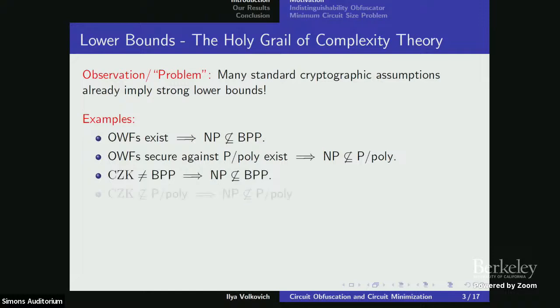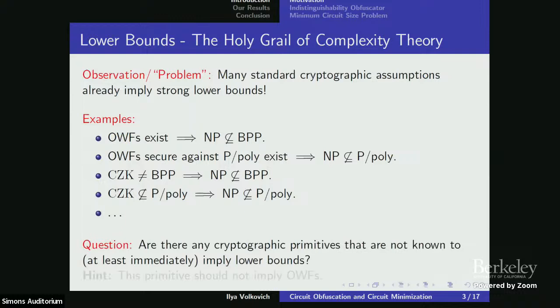You can talk about zero knowledge and all of that. All of those things already give you strong enough lower bounds. So if we want to continue and make sense in this line, we should ask the question: do we have any cryptographic primitives that are not known to imply lower bounds immediately? And a hint, this primitive should not imply one-way functions, which is kind of restrictive. I'm going to ask the question, what is that? It's in the title of the talk. What is an example of one of those things that is not known to imply one-way functions, but at the same time is not known to have lower bounds?